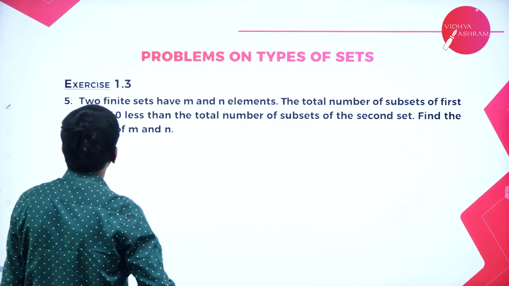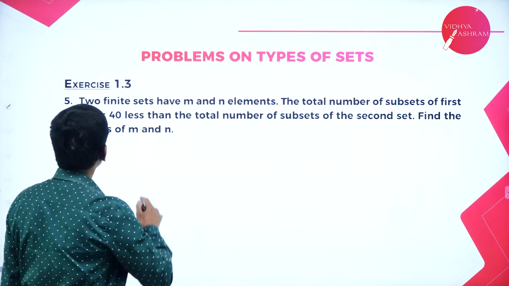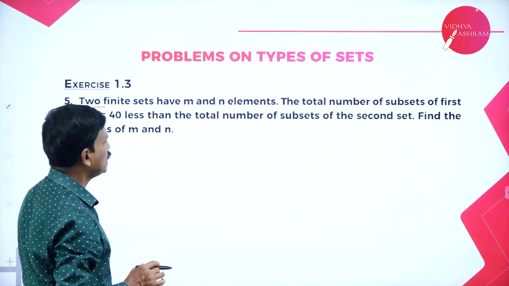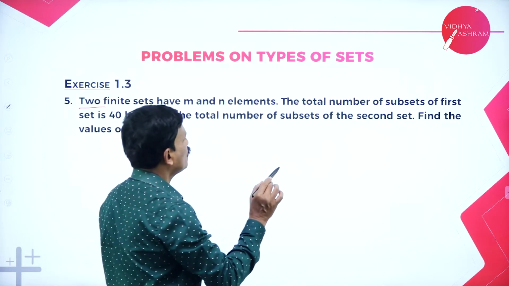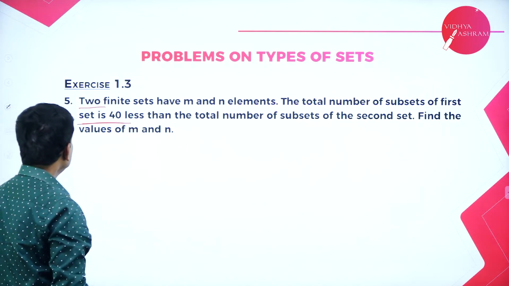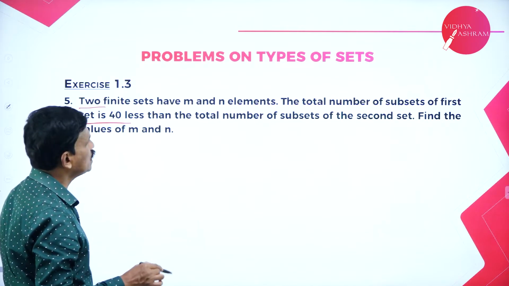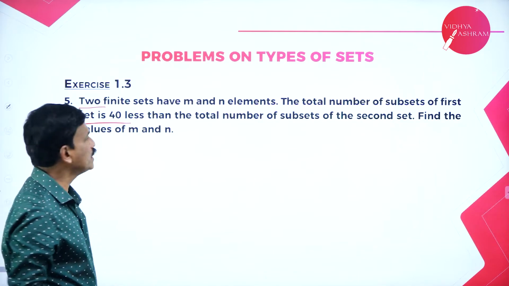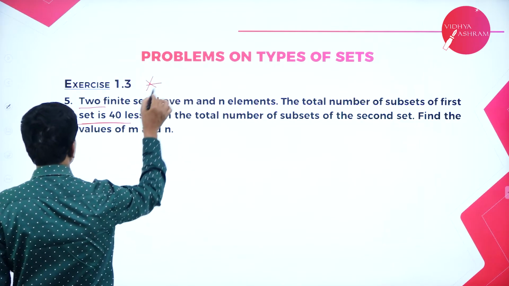Now what is the problem given? This is also very important. Two finite sets have m and n elements. The total number of subsets of the first set is 40 less than the total number of subsets of the second set. Find the values of m and n. This is also an important problem for 3 marks.